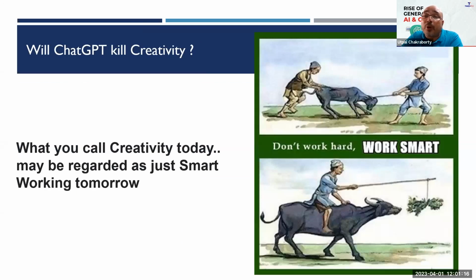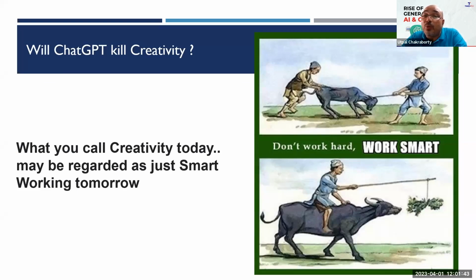Now, this is a very important question, and I don't understand. So that's why, in fact, it is beyond my understanding. People say it will kill creativity. Now, I don't know what the definition of creativity is, right? I think whatever is coming, these are just tools for us, for human beings. We'll be using these tools for our better efficiency.